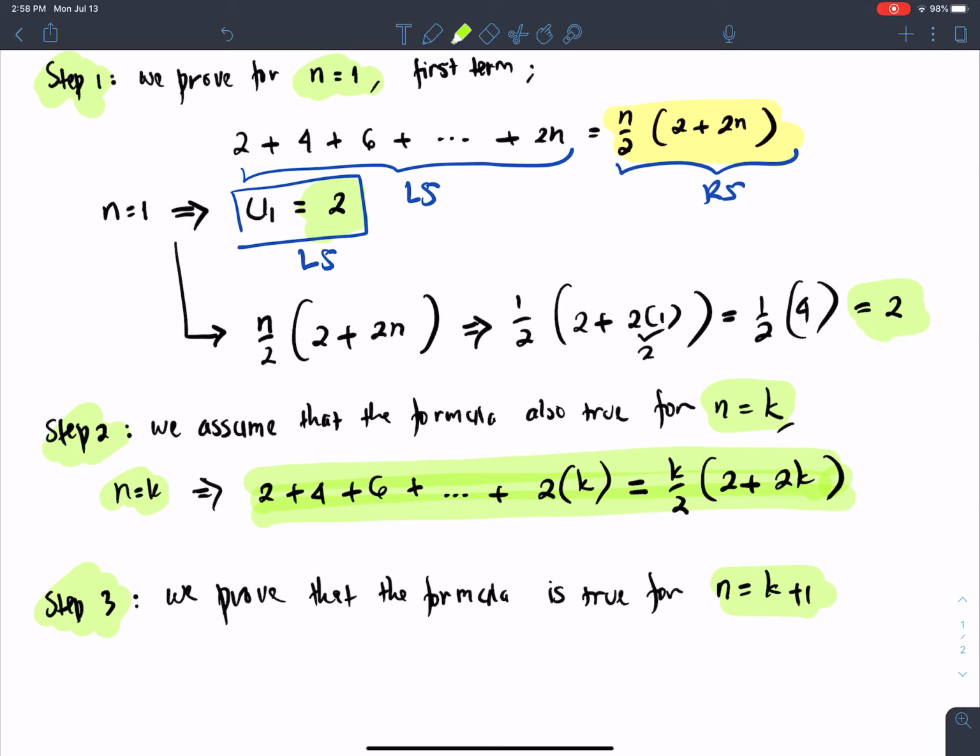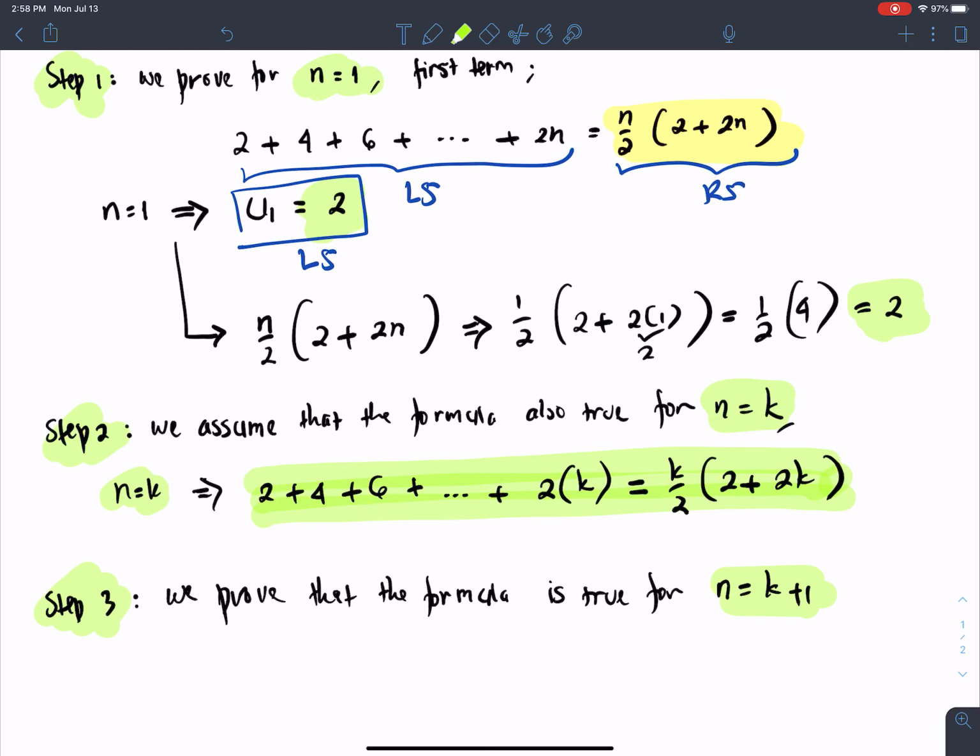Meaning if you said your k is 10 earlier in step 2, n equal to 10, if it is true, then it should also be true for n equal to 10 plus 1, meaning n equals 11. If you said in step 2 k is 100, so if you assume it's true for n equal to 100, then in step 3 we must prove that it's also true for n equal to 100 plus 1, meaning 101. So any number you assume in step 2, you must prove in step 3 that it will also be true for the next term, meaning k plus 1 is the next term.